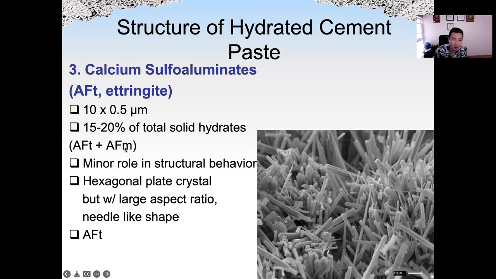Together with monosulfoaluminate, ettringite takes about 15 to 20% of total solid hydrates. It has a minor role in structural behavior, does not contribute to the strength at all, and it potentially will cause durability issues such as sulfate attack, as we discussed before. So ettringite is not good for concrete, but we cannot get rid of ettringite and the monosulfoaluminate in our Portland cement, so we have to deal with that. It does not contribute to the performance of concrete.